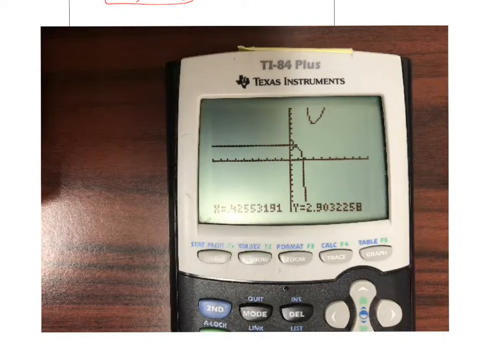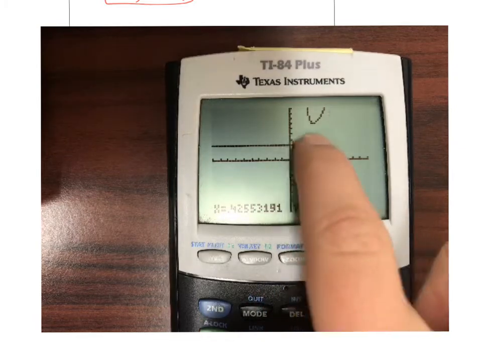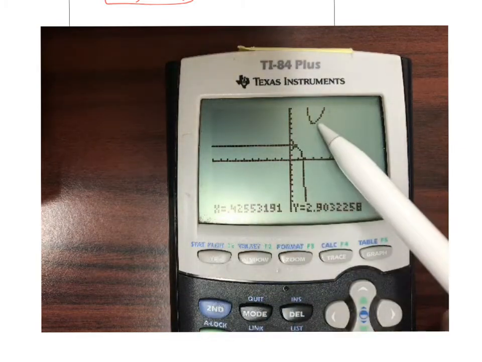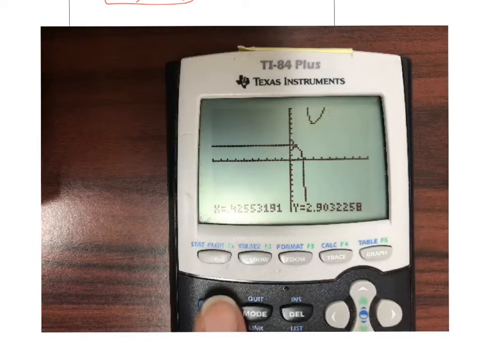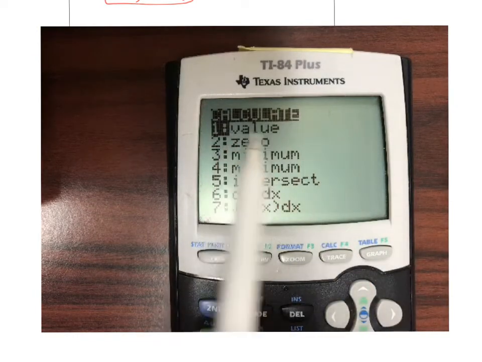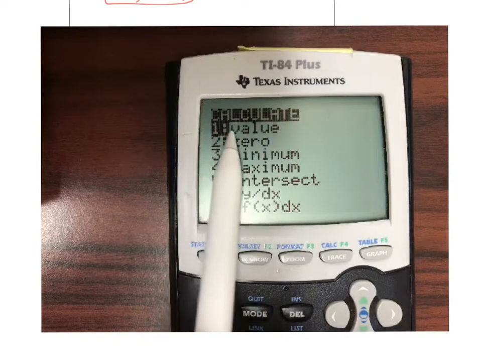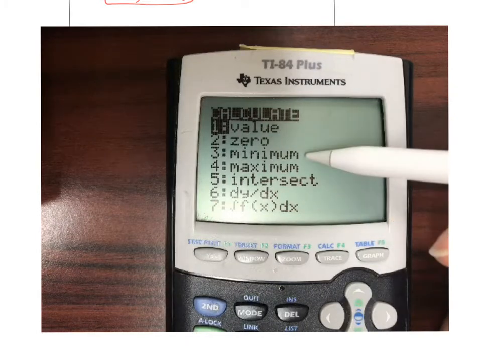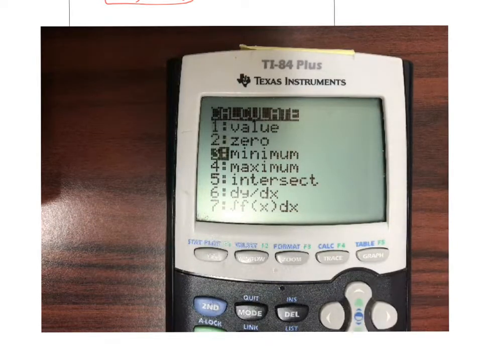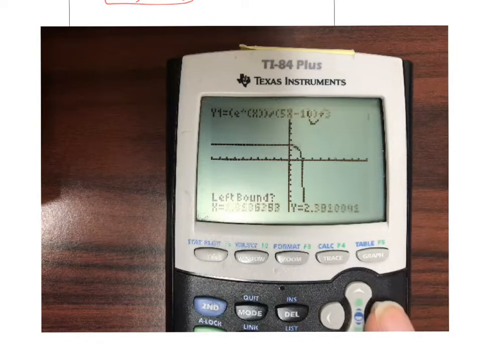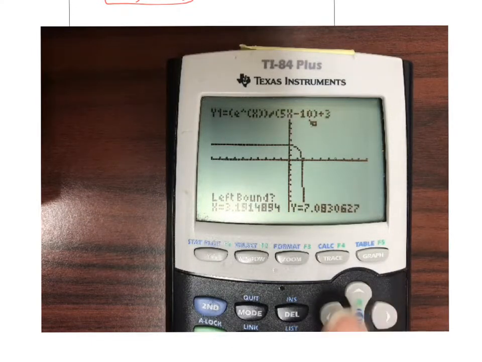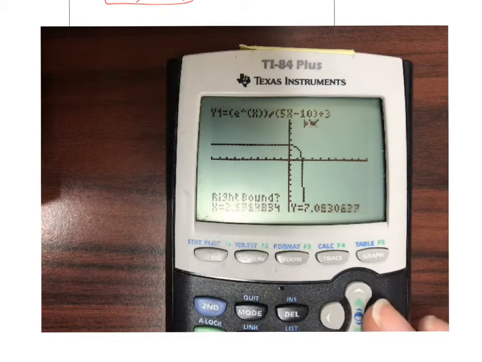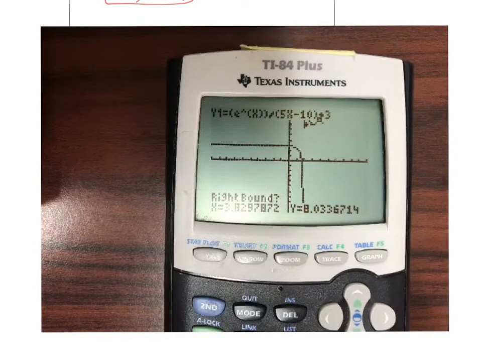Okay, so when we're looking at this, we are going to want to calculate this minimum right here. We can see it. We just want to find out exactly what that value is. So we're going to press second to calculate. This is again where we got the value for when we wanted to know what y was when x was 0. But now we're not looking for the value anymore. We're looking for a minimum. So we're going to open up minimum. And I'm going to move this cursor all the way until I see it up here. And I want to make sure it's to the left because it says left bound. And then hit enter. And then move that cursor to the right of the minimum and then hit enter.